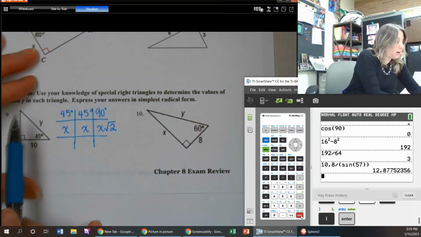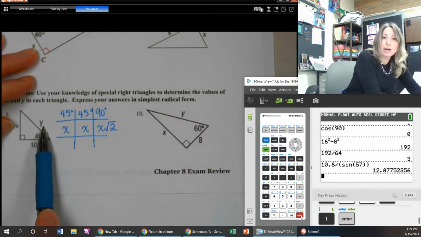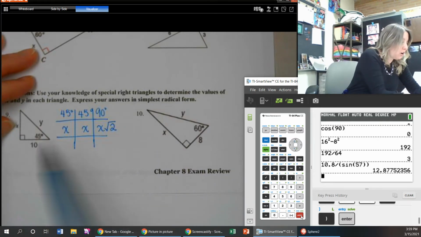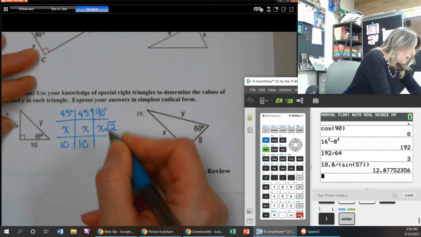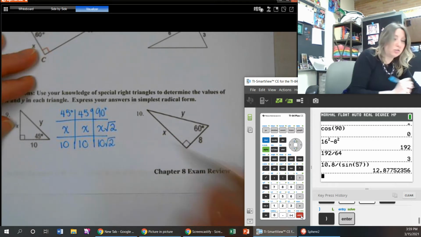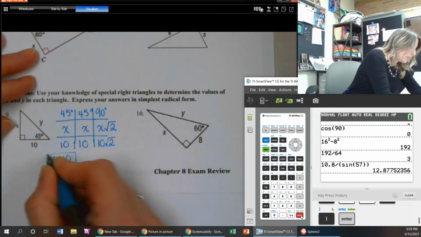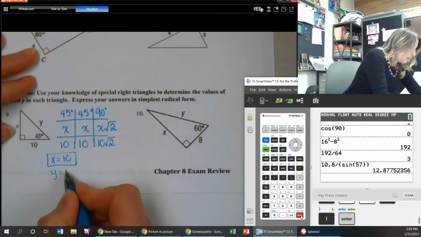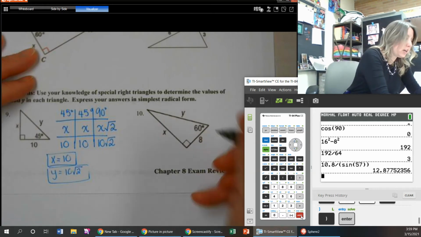So when it comes to my x and my y here, x is another leg, y is my hypotenuse. So if I know that one of my legs is 10, then I know my other leg is 10, and I know my hypotenuse is 10 times radical 2, which is 10 radical 2. So my x value is 10. My y value is 10 radical 2. There you go. 30, 60, 90 with your tables.